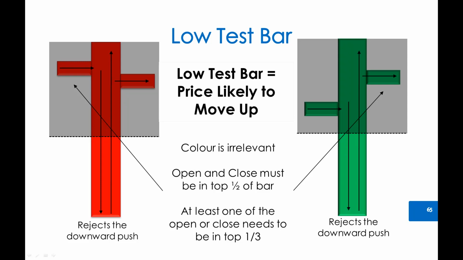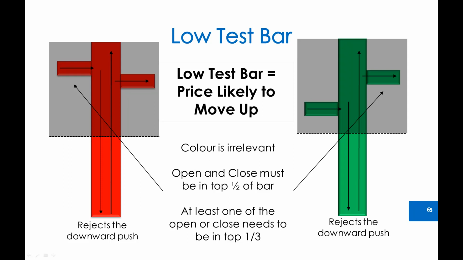So on the left-hand side here, you can see where the price opened. The market had more downward pressure. The price was rejected by the market, so the market rejected the downward push and pushed the price up to almost pretty much where it opened and slightly lower than where it opened, which is why the bar is red. You can see here that the red and the green bar look pretty similar.